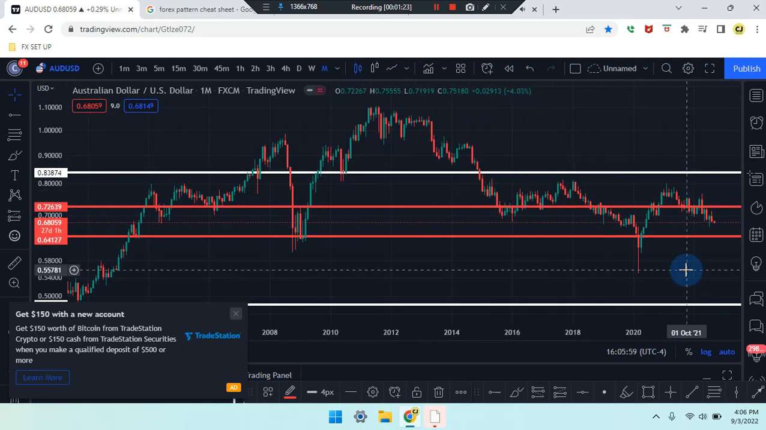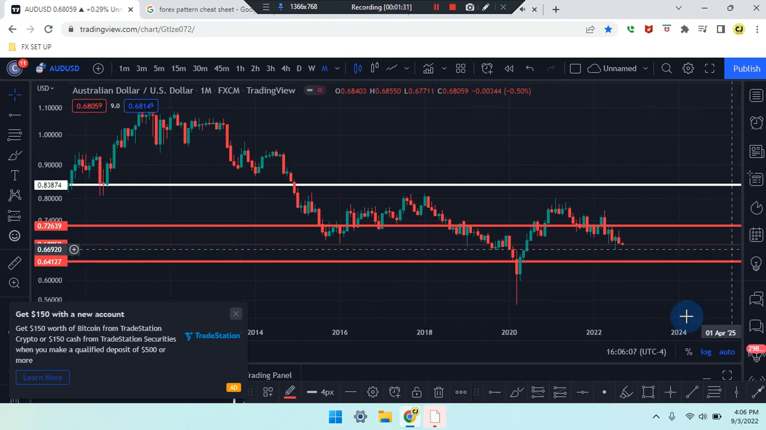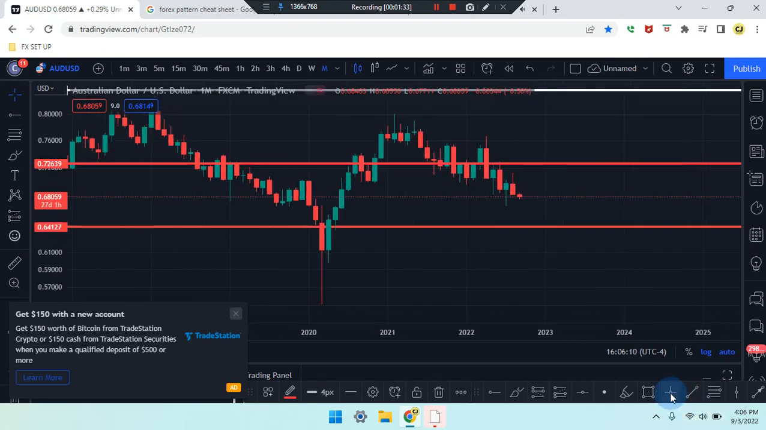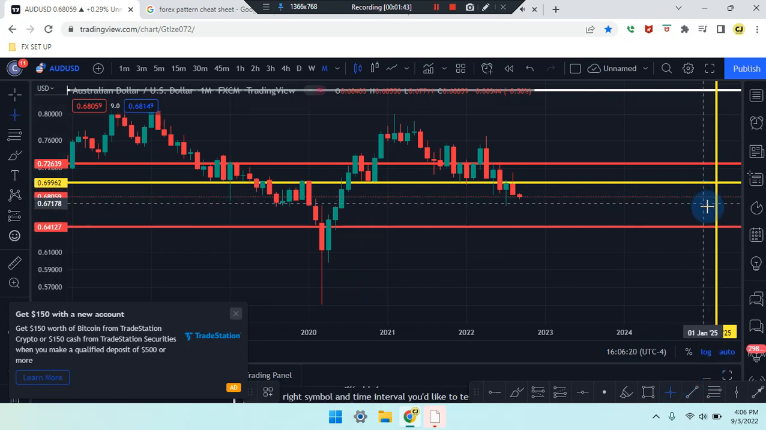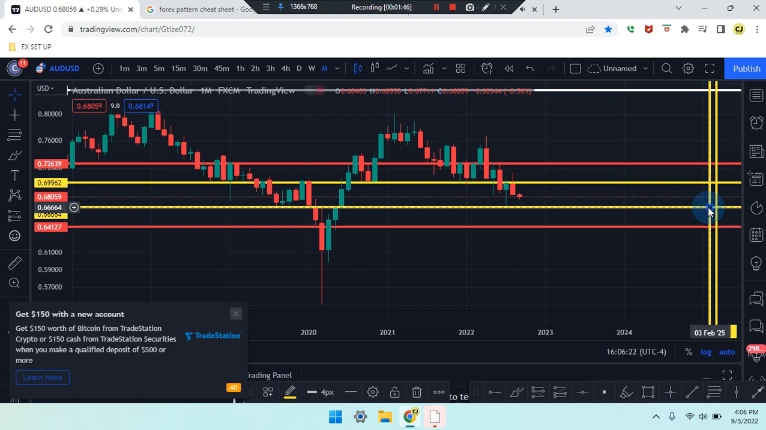All right, zooming into price action on the monthly time frame, price is sitting at 0.68059. So price is going to work its way up from that area. It's going to head up to the next level, which would be near 0.69962. And if price works its way down, headed down to the next following level, which would be at the bottom of that previous green wick of 0.66664. And we can see price action is in that mid-range of those two yellow lines.